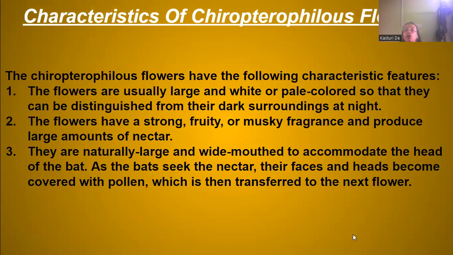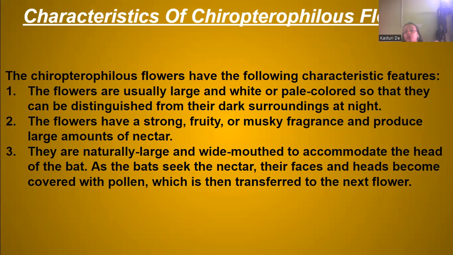Next we come to chiropterophilous flowers. What do you mean by chiropterophilous? These are the flowers which are pollinated by bats. Those flowers are large and white or pale colored so that they can be distinguished from their dark surroundings during the night. We know the bat comes out during the night only.